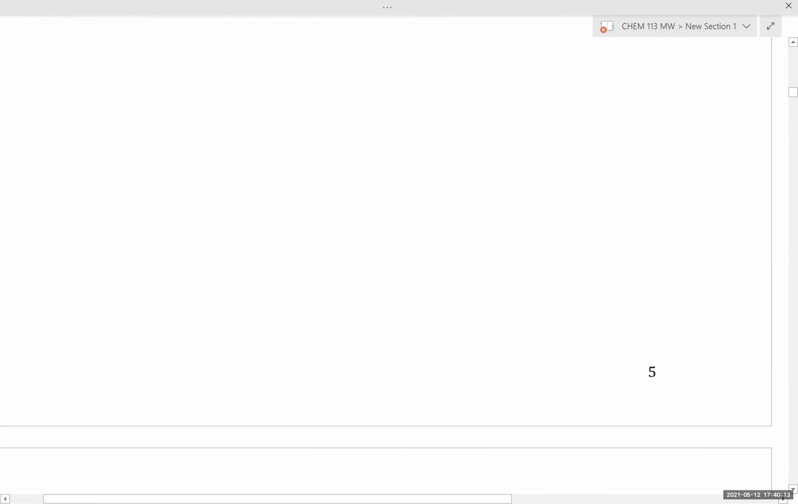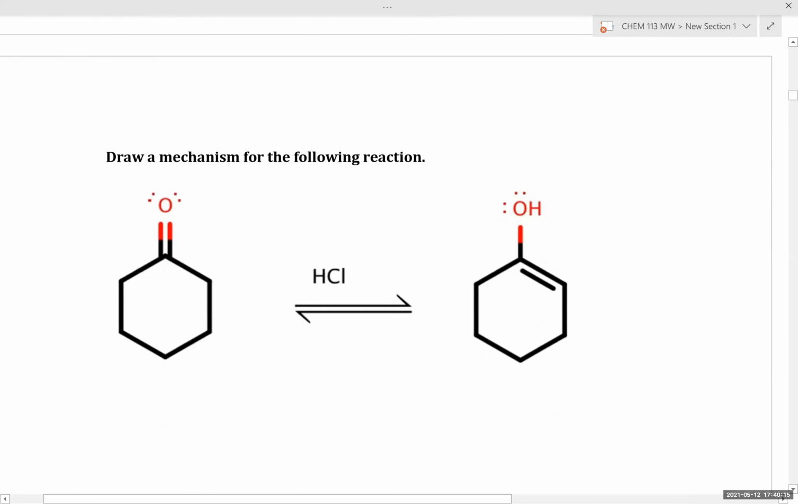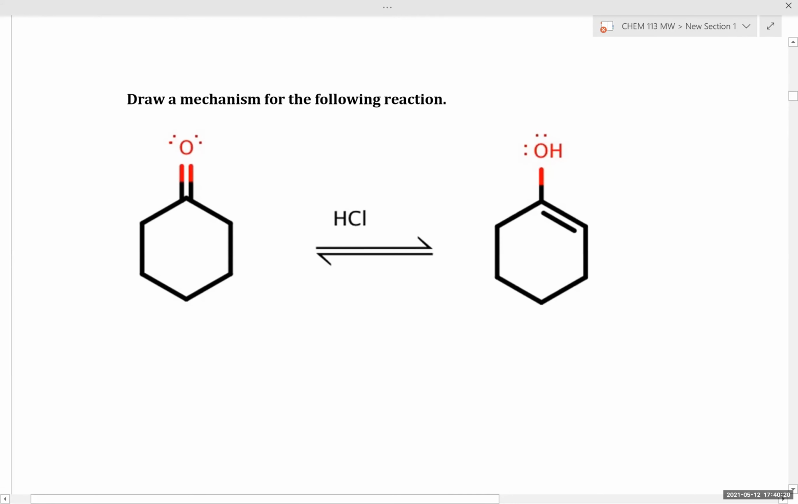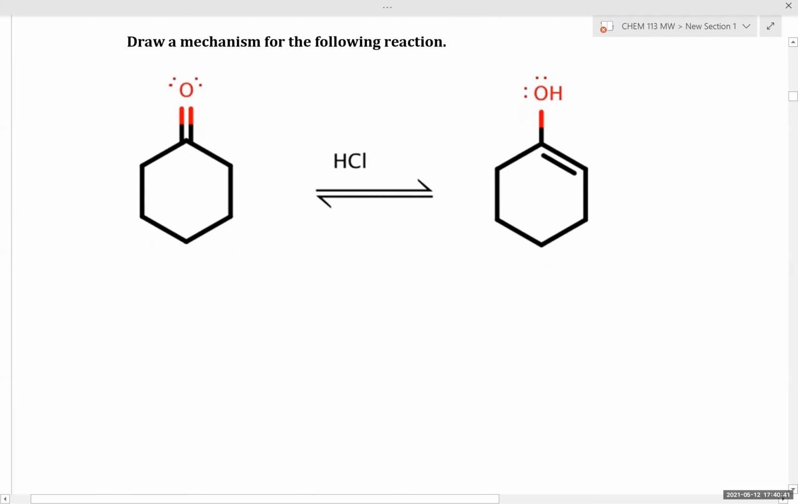Okay, so let's try to apply what we've learned and draw a mechanism for the following reaction. In this case, we have cyclohexanone. We're treating it with hydrochloric acid, and that gives the enol tautomer. Let's take about 3 to 4 minutes to try to draw out a full mechanism for this reaction. And let's make sure our drawn mechanistic steps match the reaction conditions.